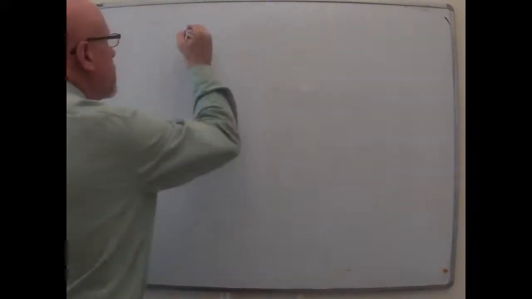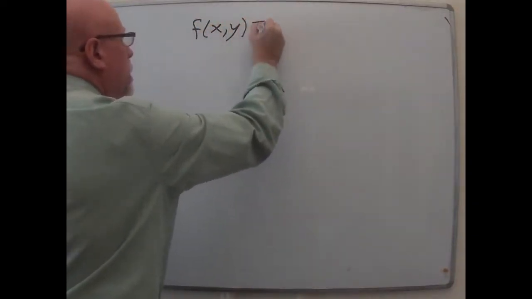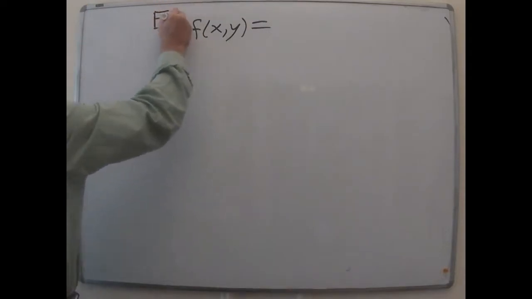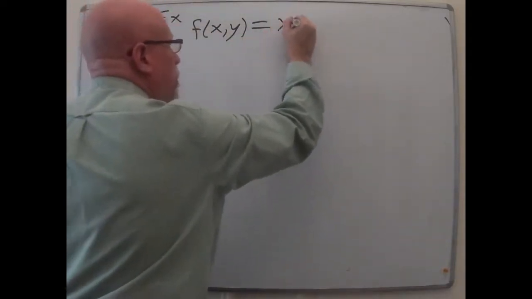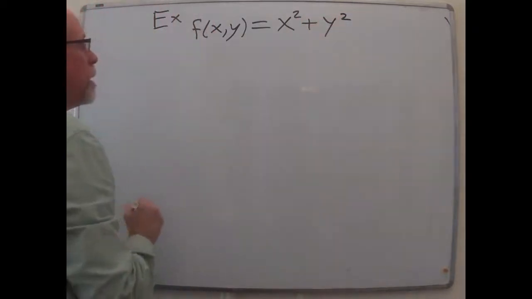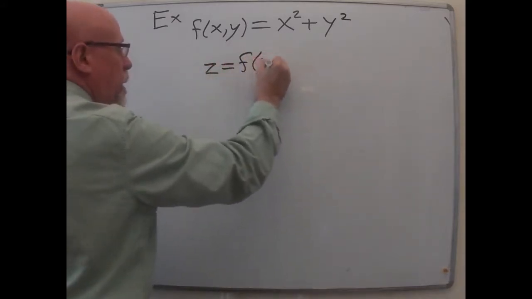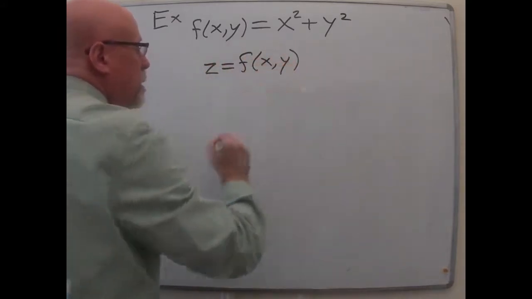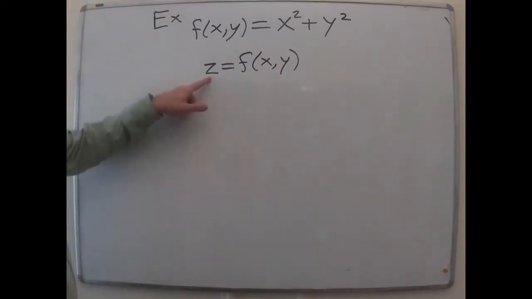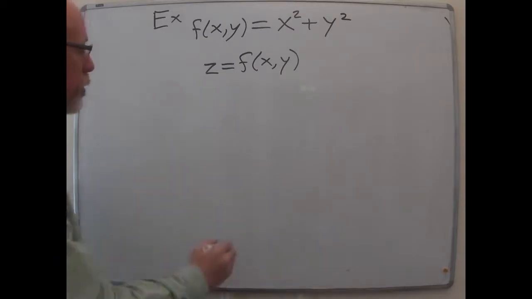Suppose I gave you the function f of x, y, and I should label this as an example, equals x squared plus y squared. And then we plotted what is z set equal to f of x, y. This is literally what I mean when z is being set to the output of this function that takes two inputs. Well, that was one we looked at when we were dealing with quadric surfaces.